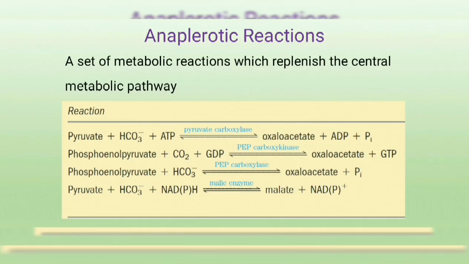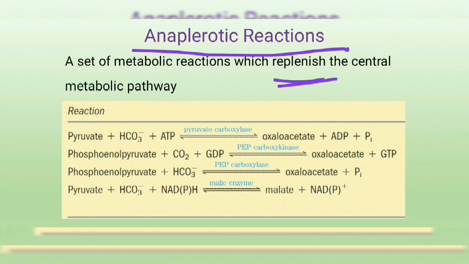And coming to the anaplerotic reactions. So why do we need this anaplerotic reaction? When the TCA cycle, through the amphibolic pathway, is being used as a precursor for other biosynthetic products, we need to replenish the TCA cycle intermediates. That is, to bring back these intermediates into the TCA cycle to run the TCA cycle. So such a set of metabolic reactions are called anaplerotic reactions, which help in replenishing the TCA cycle intermediates.